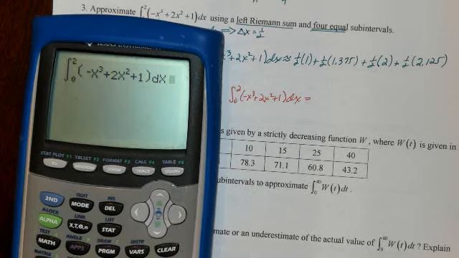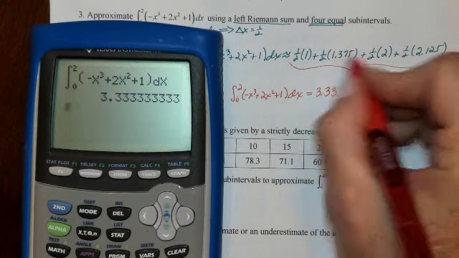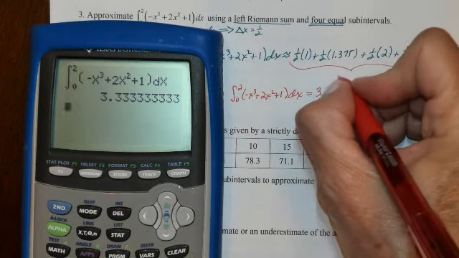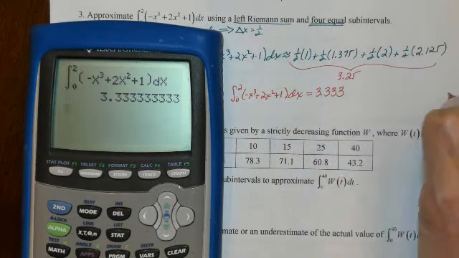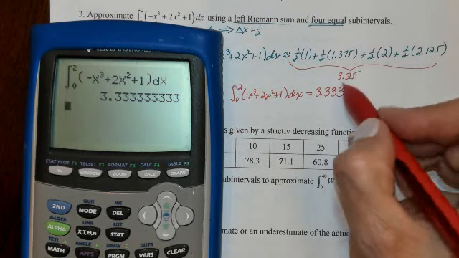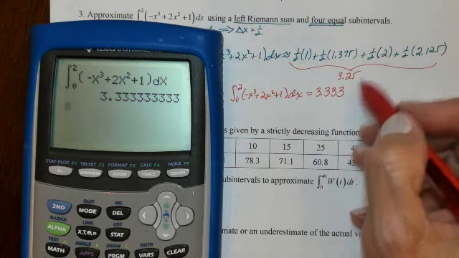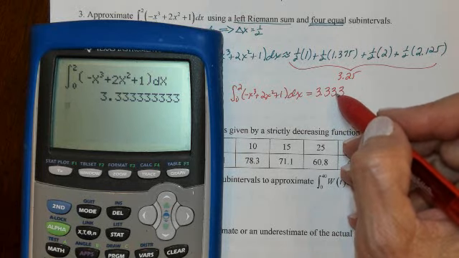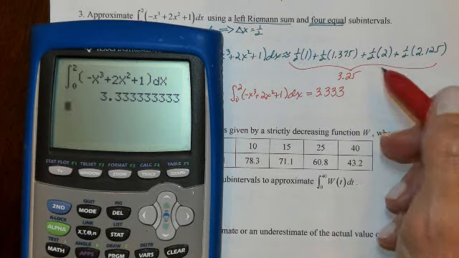So if I round to 3 decimal places, the actual area is this. When you add all these up, I got 3.25. So our little 4 rectangles didn't give us too bad of an approximation. Could have been better if I had used more rectangles, right?